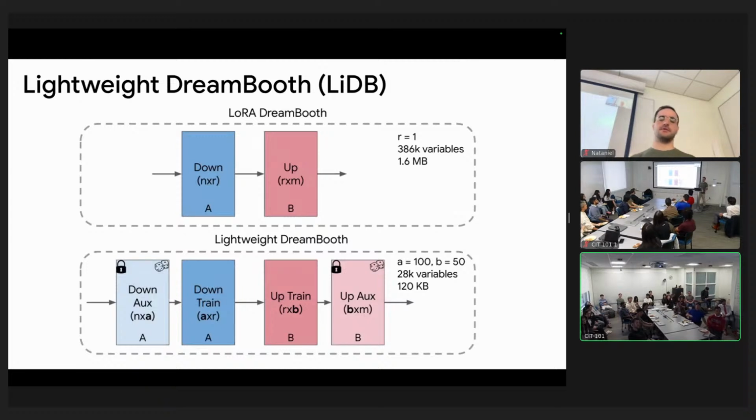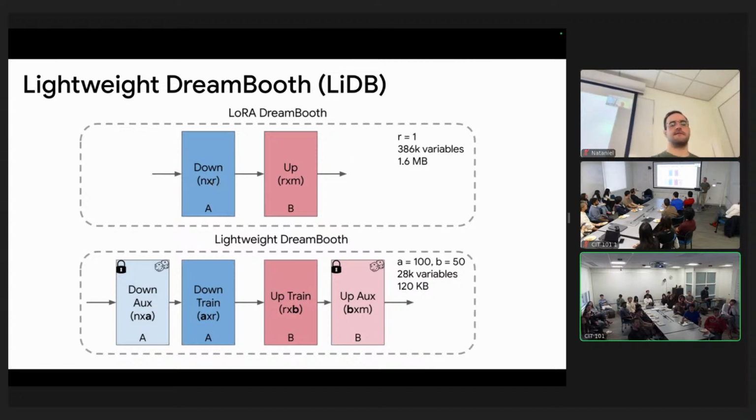Let's talk about this lightweight DreamBooth idea. This low rank adaptation, LoRA, came about in language models. The idea was that a language model is huge, I want to fine tune it, and my GPU doesn't fit everything. So for each of the cross-attention or self-attention layers, which are linear layers, I can decompose them as a down and an up layer.